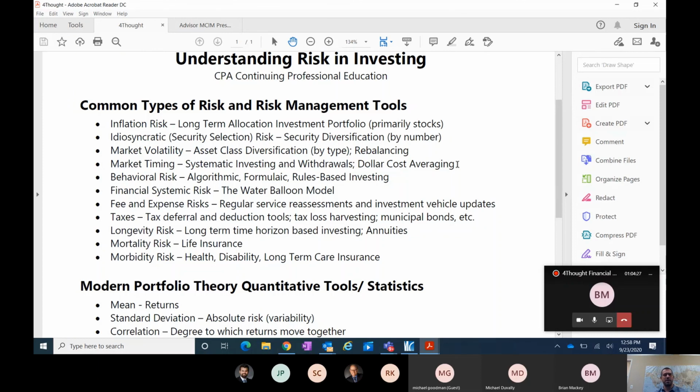Does anybody want me to go into any more depth? Going into much more depth is beyond the scope of this conversation. We've actually done entire events just based on annuities. Does anybody have any questions about annuities before I move on? Remember, just unmute yourself and interject if you need to. Okay, I'll move on. I already mentioned these next two, mortality risk and morbidity risk.